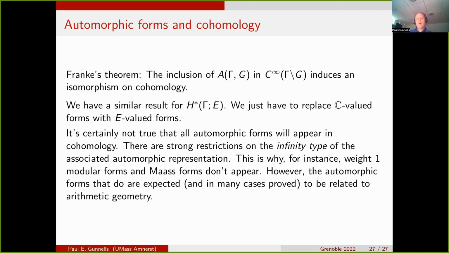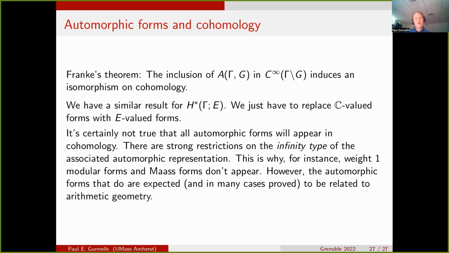So the automorphic forms include into C-infinity of G divided by gamma, and Franke's theorem says that that inclusion induces an isomorphism on cohomology. It was a very big, difficult and deep theorem, proved in the late 90s, and had been conjectured by Borel quite a bit earlier. So in a precise sense, you are computing with automorphic forms when you're computing with cohomology. Franke guarantees that.